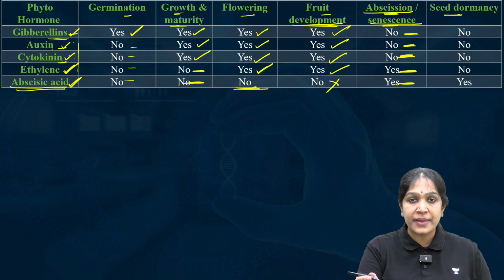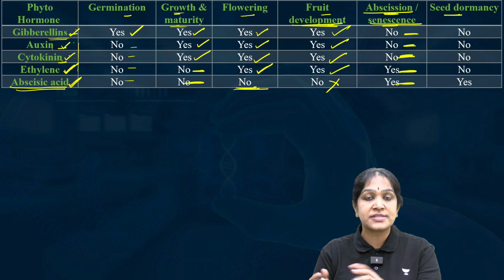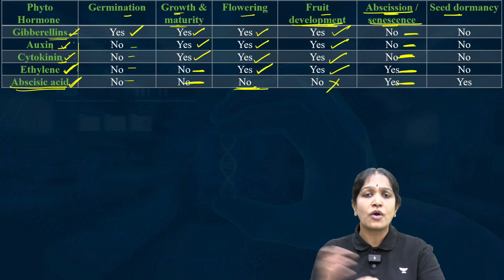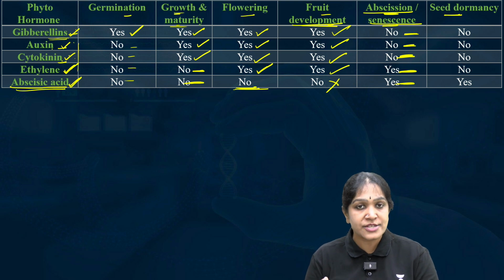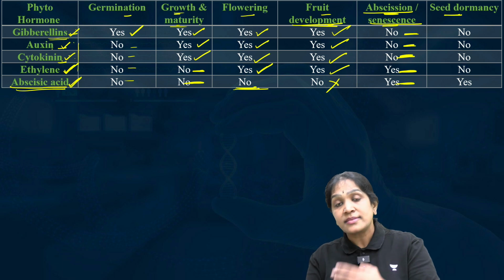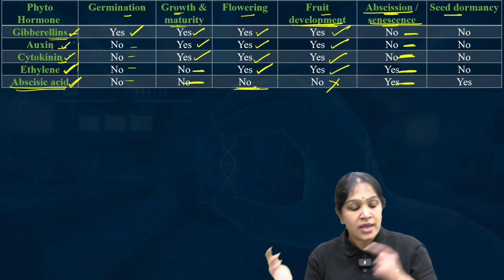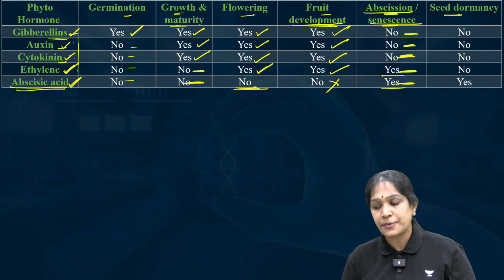Ethylene is a fruit ripening hormone, isn't it? Ripening is also in old age, because after ripening, what is the next stage? After ripening of the fruit, the next stage is nothing but rotting of the fruit. That is the old age symptom that comes under abscission. So, ethylene and abscisic acid help in the senescence process.